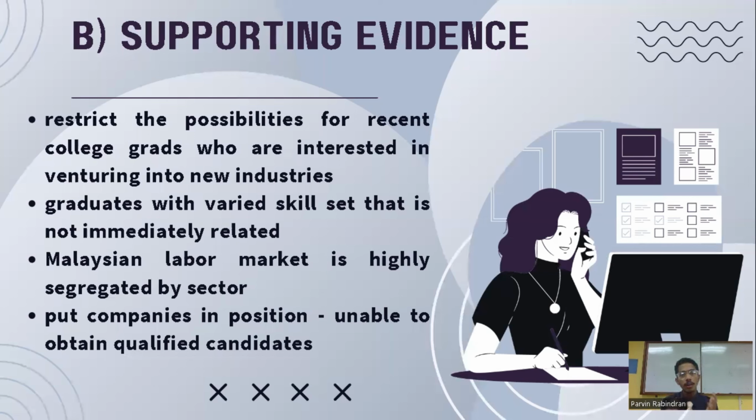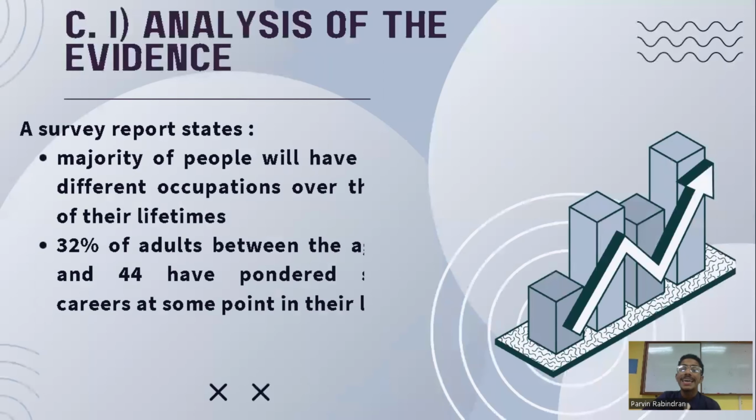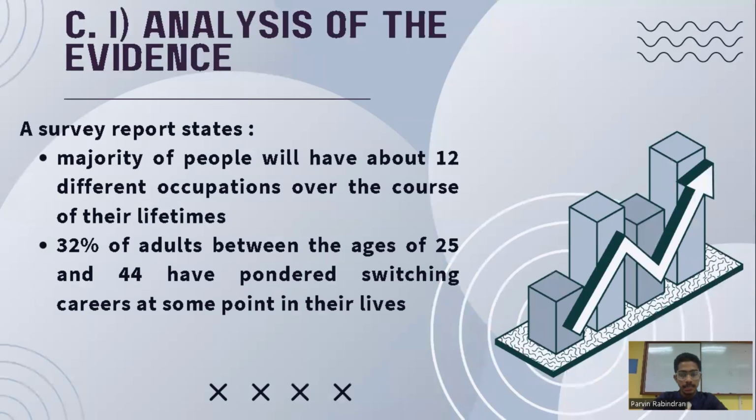So with all this supporting evidence, we should also provide analysis for that evidence, or in simple words, examples. In my report, I've cited a study that states that the majority of people have about 12 different occupations over the course of their lifetimes, and 32% of adults between the ages of 25 and 44 have pondered switching careers at some point in their life. This information further validates and strengthens my finding.